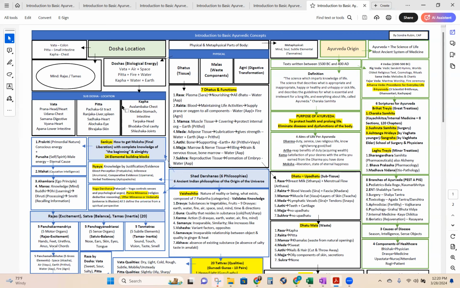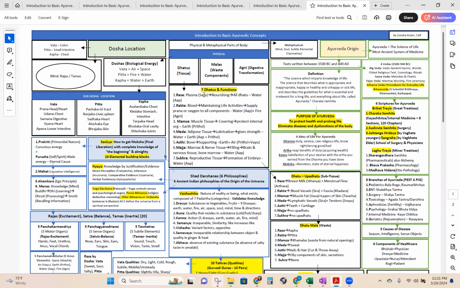Okay. And now we're going to go over the physical and metaphysical parts of the body. So the physical parts: the dhatus, which are the tissues, the malas, which is the waste components, and the agni, the digestive transformation. The metaphysical part: the mind, soul, and subtle elements, the 10 mantras. With the physical parts, with the dhatus, we're going to go over the 7 dhatus and their functions. The first one is rasa, also known as plasma, which is sara.